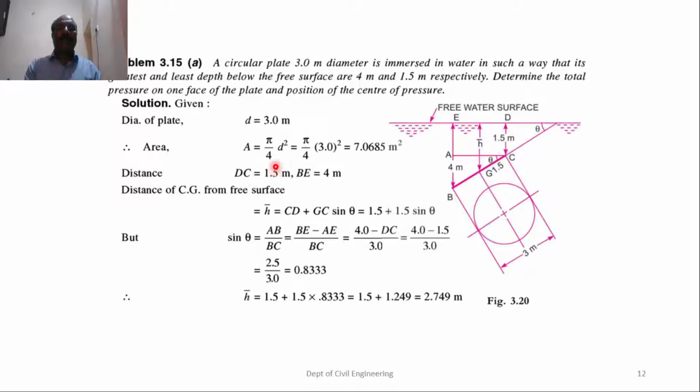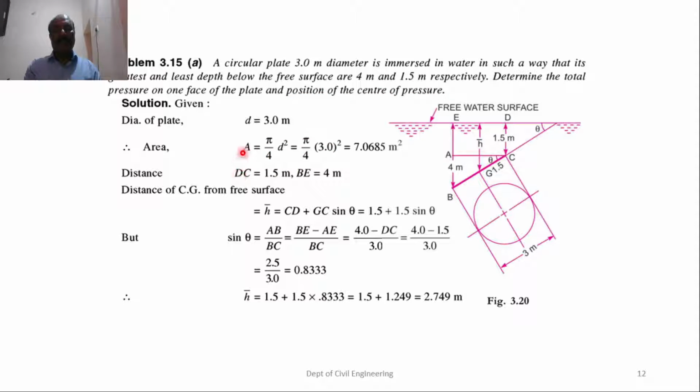Then another example: a circular plate 3 meter diameter is immersed in the water in such a way that its greatest and least depths below the free surface are 4 meter and 1.5 meter respectively. So the greatest is 4 meter and the least depth is 1.5 meter. Determine the total pressure on one face of the plate and the position of the center of pressure.